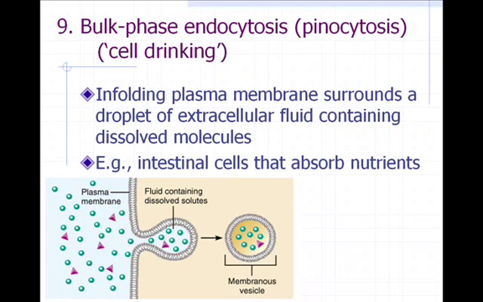Bulk phase endocytosis, also called pinocytosis, could be termed cell drinking. And here's another pseudopod. We have an infolding of that plasma membrane surrounding a droplet of extracellular fluid containing molecules that the cell wants. So, for example, in intestinal cells that absorb nutrients.